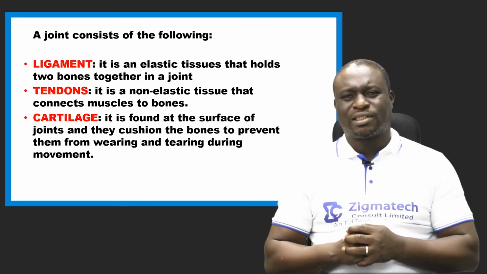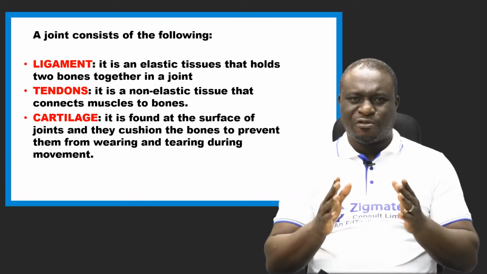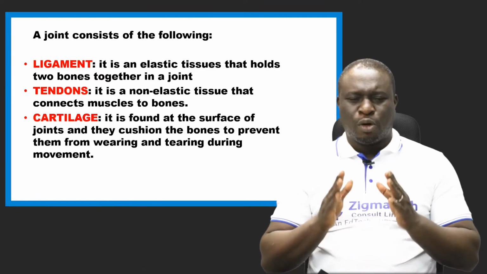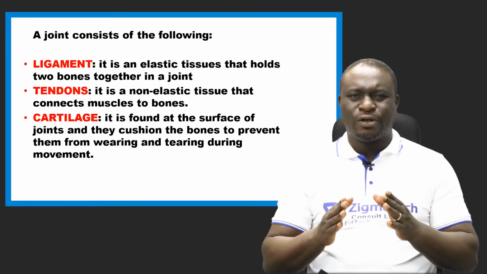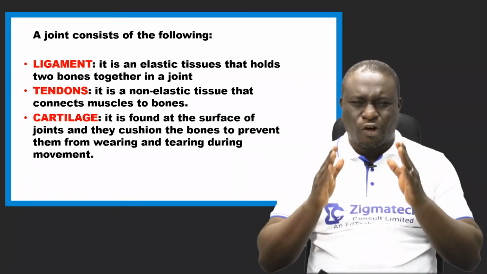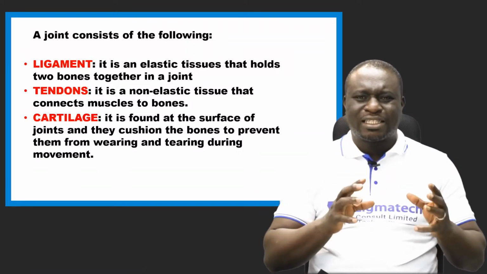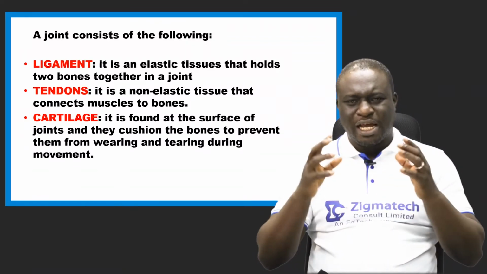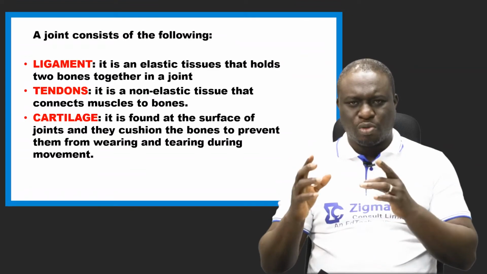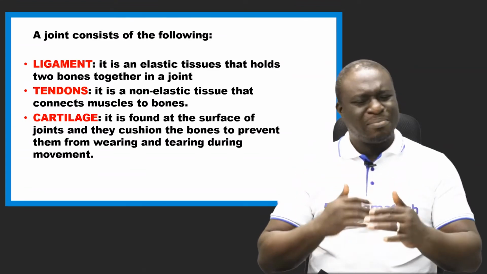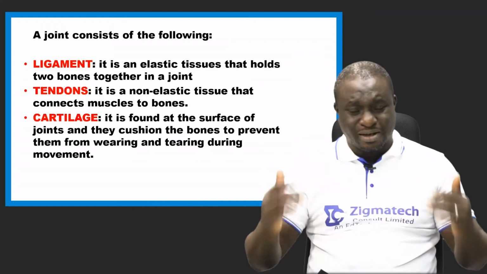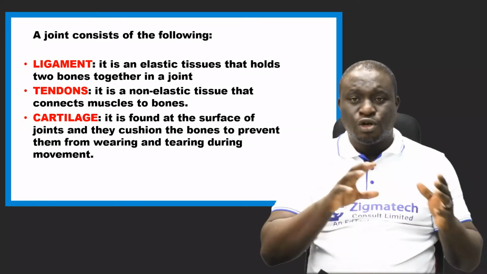Number two is the tendons. Though it is not visible in the structure we have there, please take note that a tendon is also a connective tissue that connects muscles to bones. When we come to muscles, we're going to lay a little emphasis on it again.